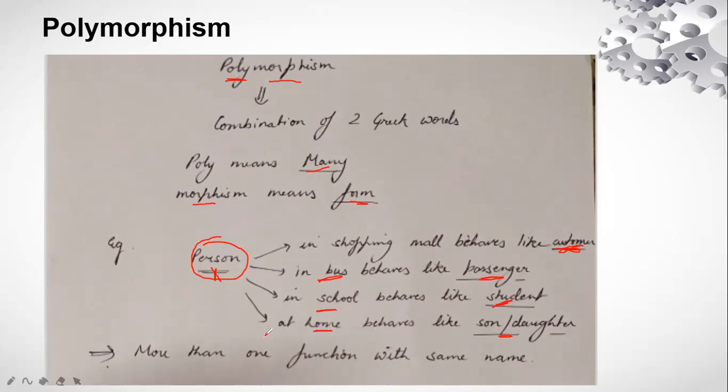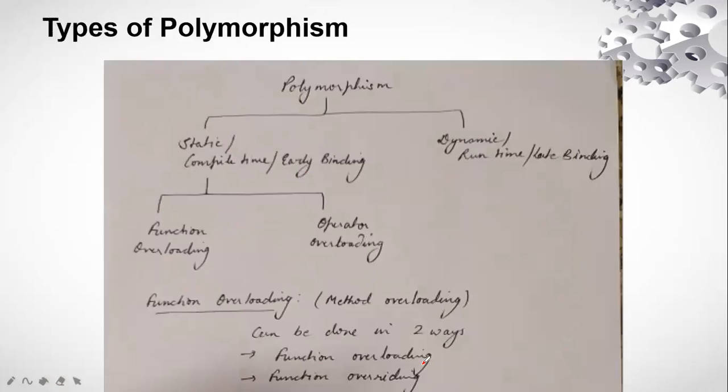Here we talk about the function. I've given you the example of a person, but here we need to define the function. When more than one function is used in the same program with the same name, that particular condition is called polymorphism.